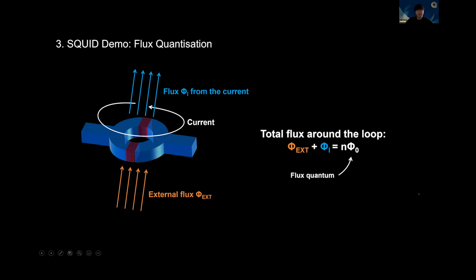The next demo, the second demo, is flux quantization. We have seen earlier that the flux through the SQUID must be quantized. So if we apply any external flux that is not the quantization value, then it's going to induce some current in the SQUID, which produces extra flux to compensate for this external flux so that we meet this quantization condition. So the total flux must be quantized into flux quanta.